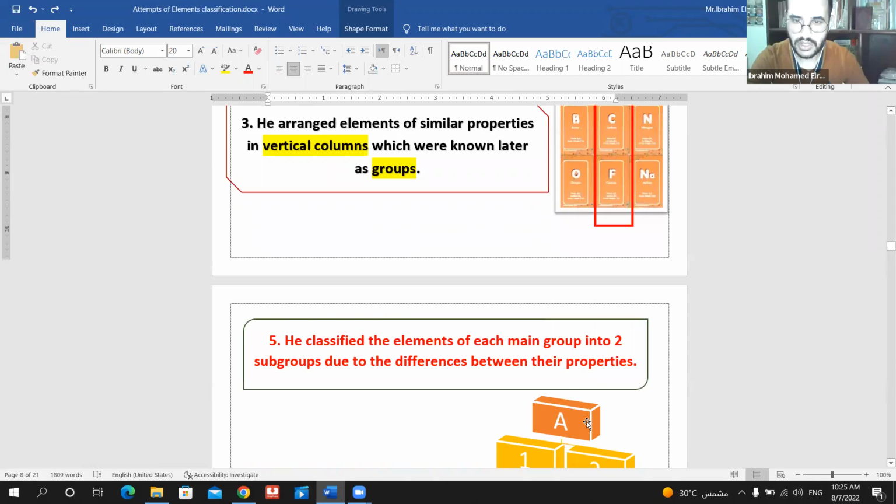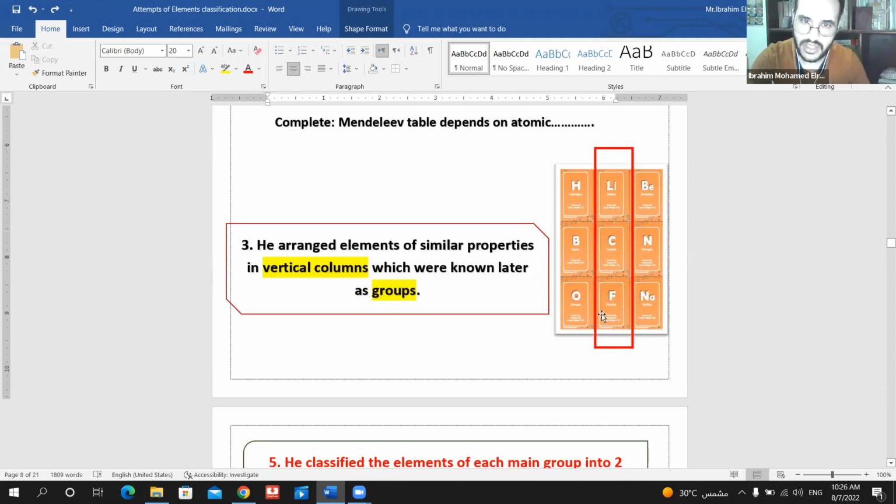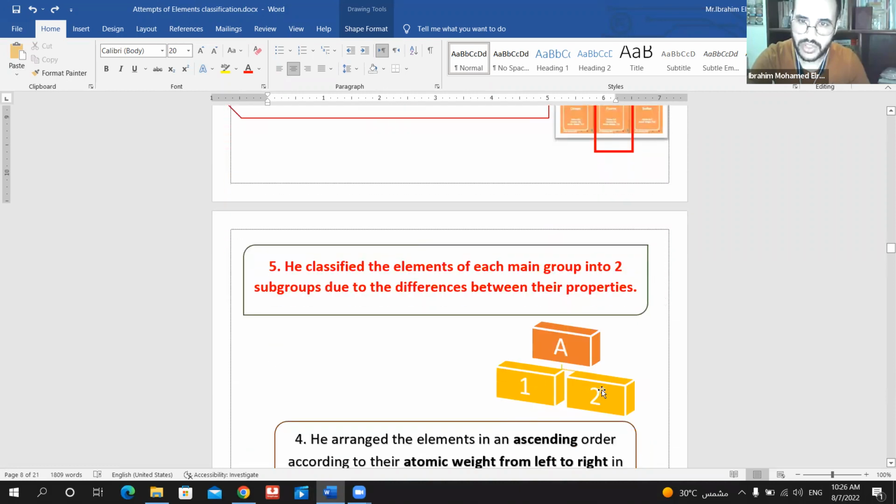Okay, so here he arranged the elements that have similar properties in vertical columns, which were known later as groups. So here is main group one, main group two, main group three. Then he found different properties for some new elements, but he is not going to put them in the main group. He is going to classify them into two subgroups, as here he classified that one into subgroups one and two, because some elements have different properties.